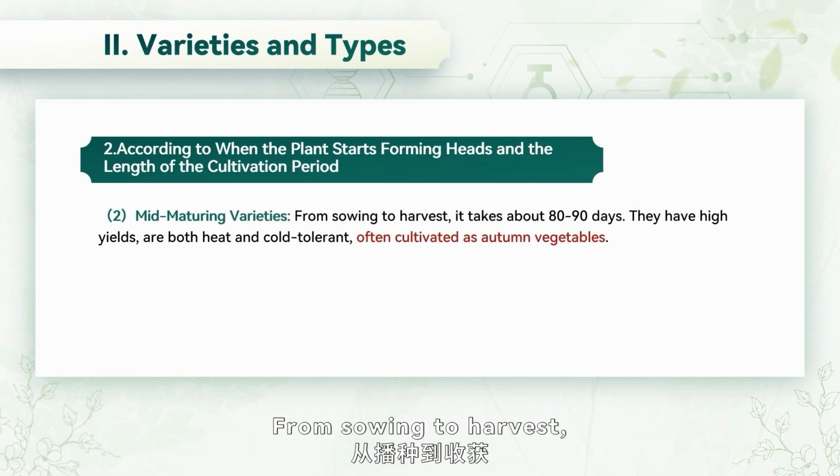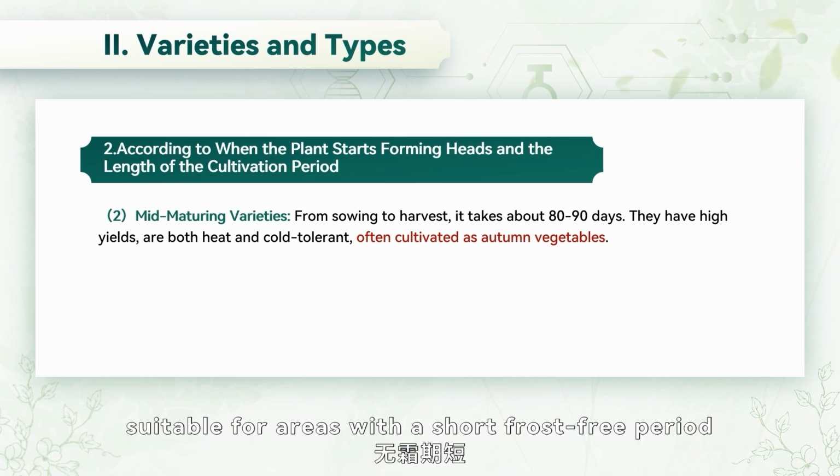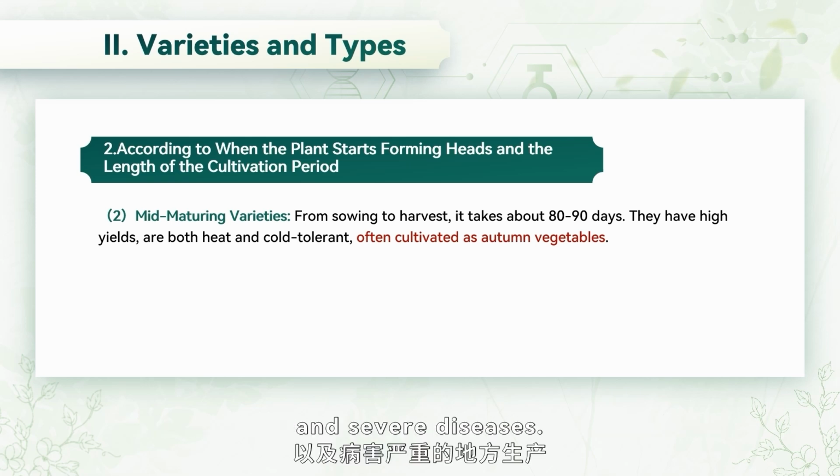2. Mid-maturing varieties. From sowing to harvest, it takes about 80 to 90 days. They have high yields, are both heat and cold tolerant, often cultivated as autumn vegetables, suitable for areas with a short frost-free period and severe diseases.